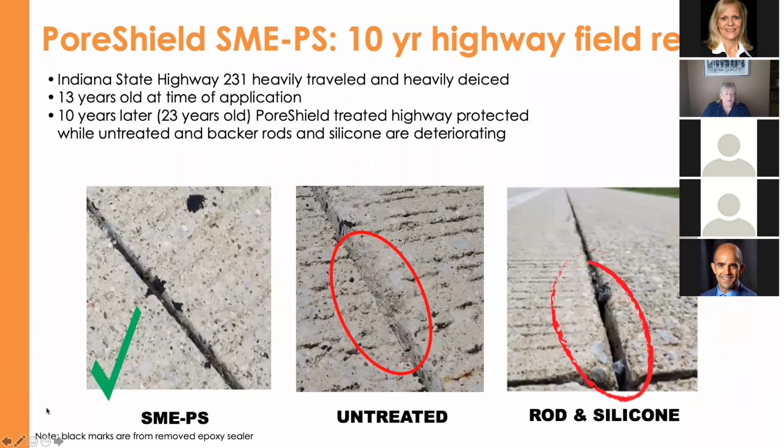But on the left-hand side, after 10 years, so now the highway is 23 years old, the joint looks the way it did the day it was treated. And the center picture is showing you the deterioration with an untreated highway where it continued to erode. It's going to need to be replaced very soon. The last picture is an example of that backer rod working its way out and starting to buckle the concrete, where you'll have damage if something isn't done to it soon.